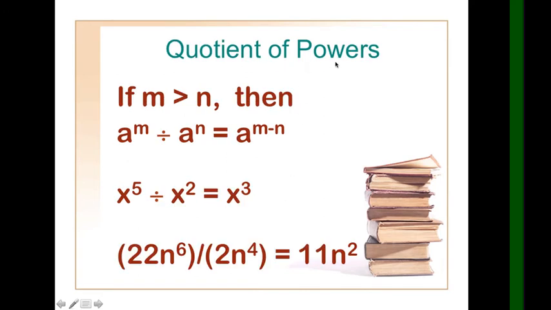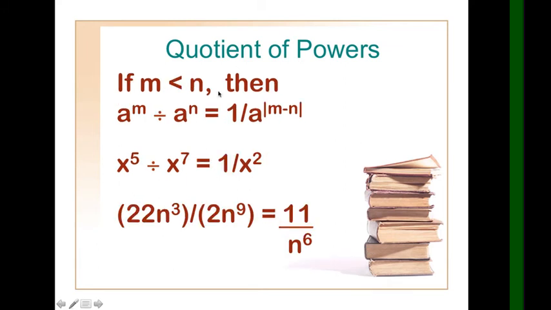The quotient of powers. If m is greater than n, then a raised to m divided by a raised to n is equal to a raised to m minus n. Example, x raised to 5 divided by x raised to 2 is x cubed. 22n raised to 6 divided by 2n raised to 4: 22 divided by 2 is 11. Copy the letter. Since the greatest exponent is in the numerator, our answer should be in the numerator. So 6 minus 4 is 2.